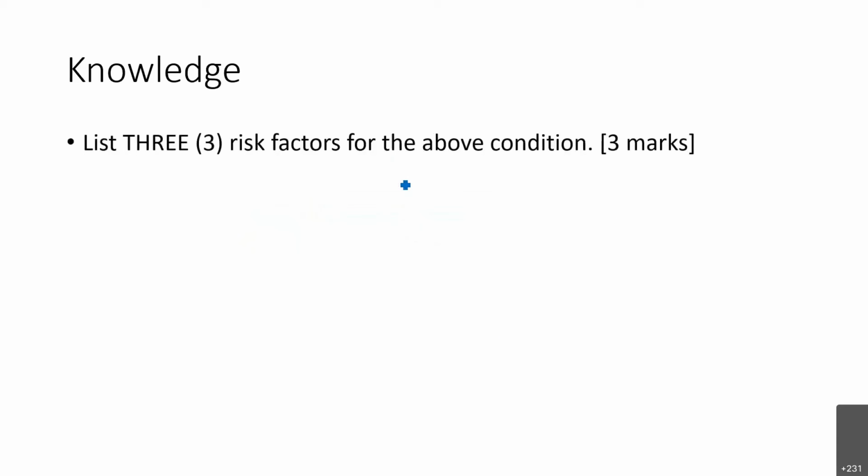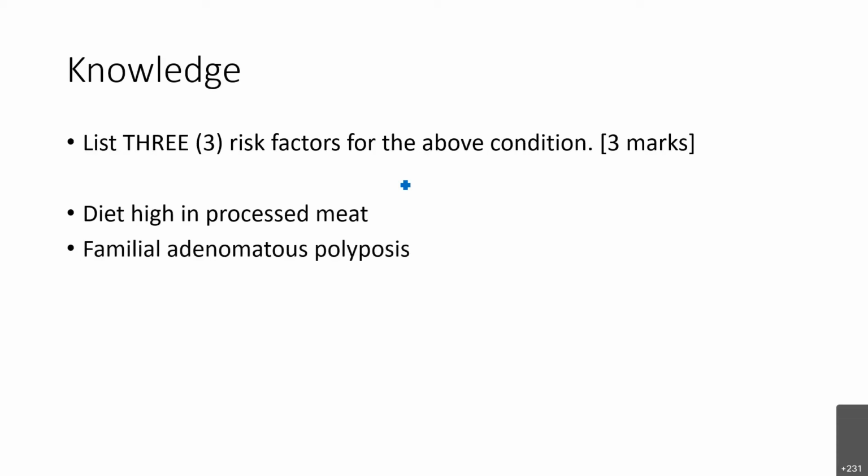Next is the knowledge part. List 3 risk factors for the above condition. 3 marks are given here. What you remember from your reading or from what you heard in the lecture notes, you can give answers based on that. So for 3 risk factors: number 1, diet high in processed meat, familial adenomatous polyposis, and also tobacco users, and any other answer that you come across that is relevant to this type of question.